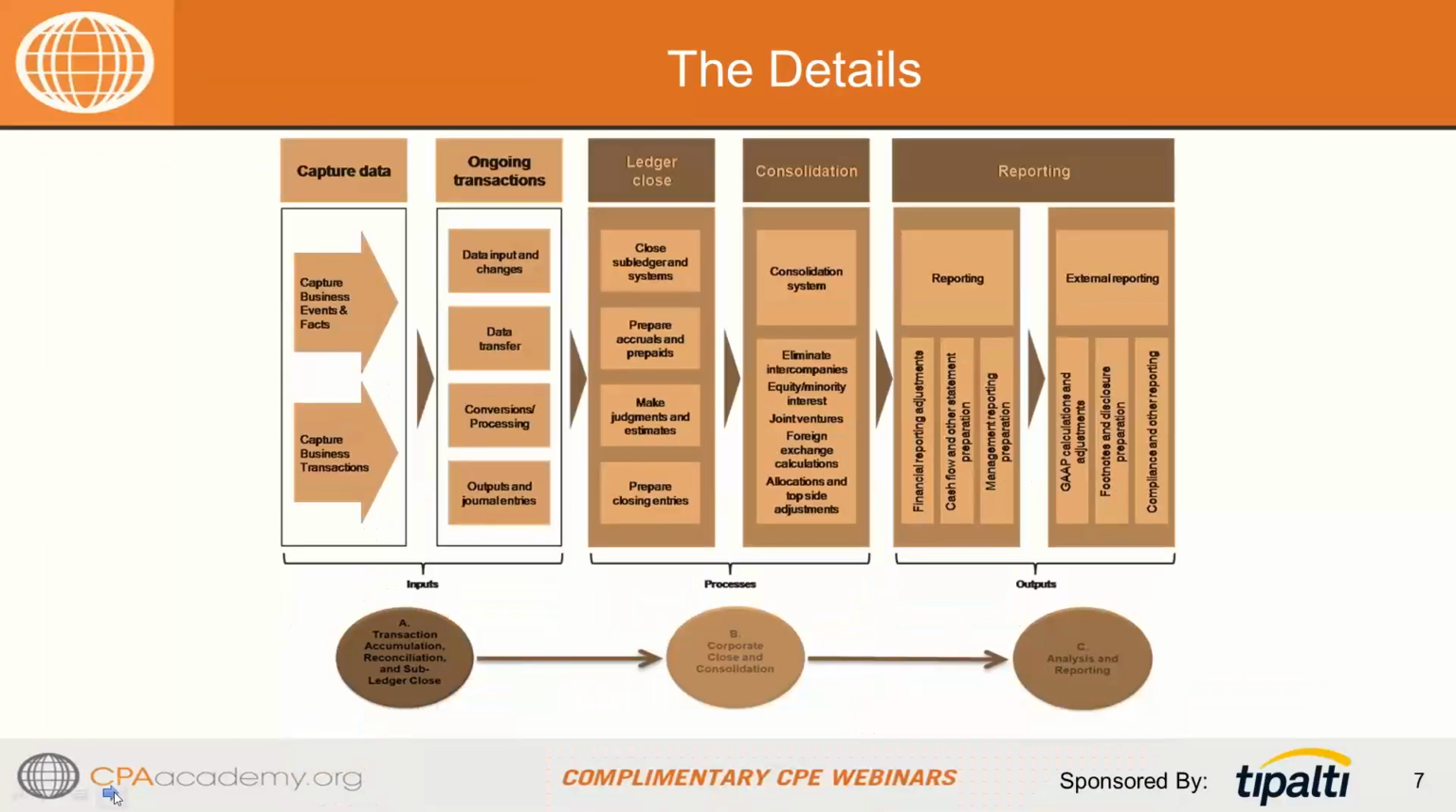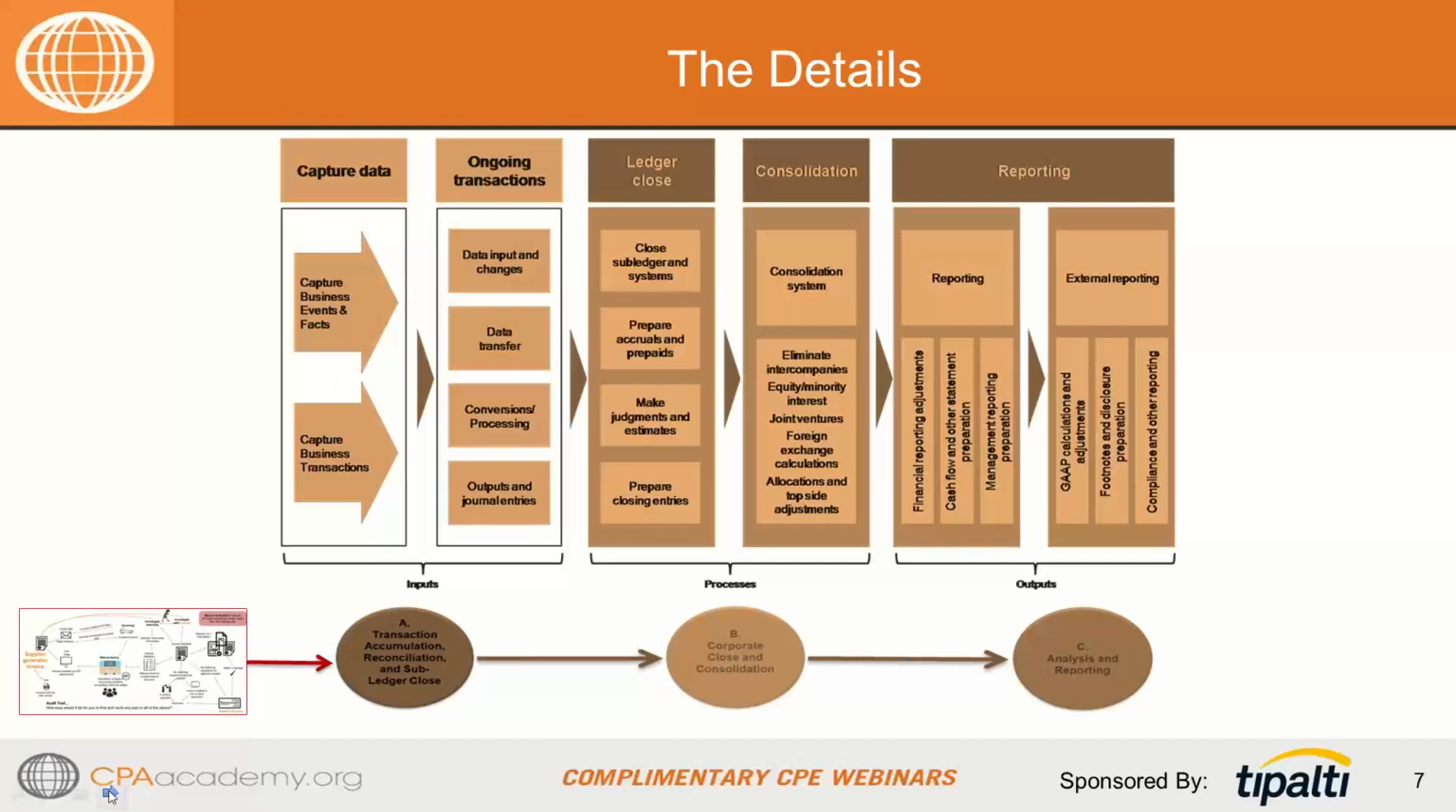This is another look at the detail, and the inputs are to capture the data, the ongoing transactions that we're looking at, and the processes that are mostly included in the closing entity are ledger close and consolidation, and then reporting, where we have both internal as well as external reporting to consider. And a lot of this complexity is certainly going to be driven by the automation, not only of your AP process in the transaction accumulation stage, but also if you've done any automation in your closing process.